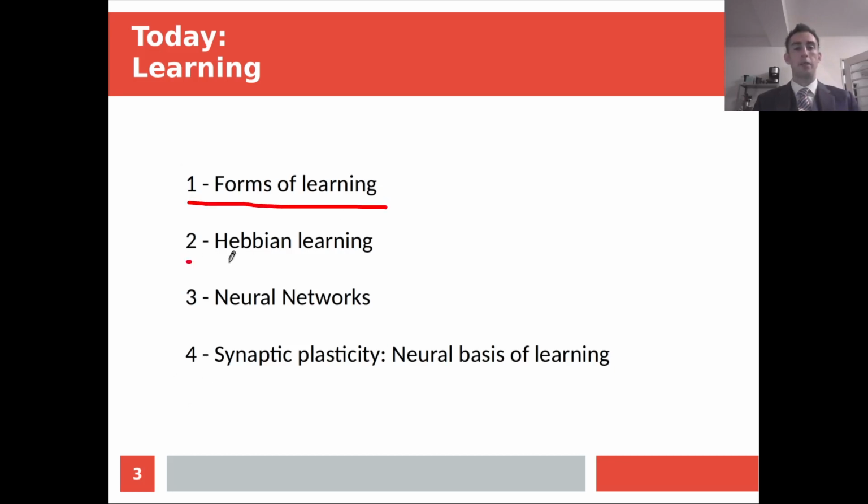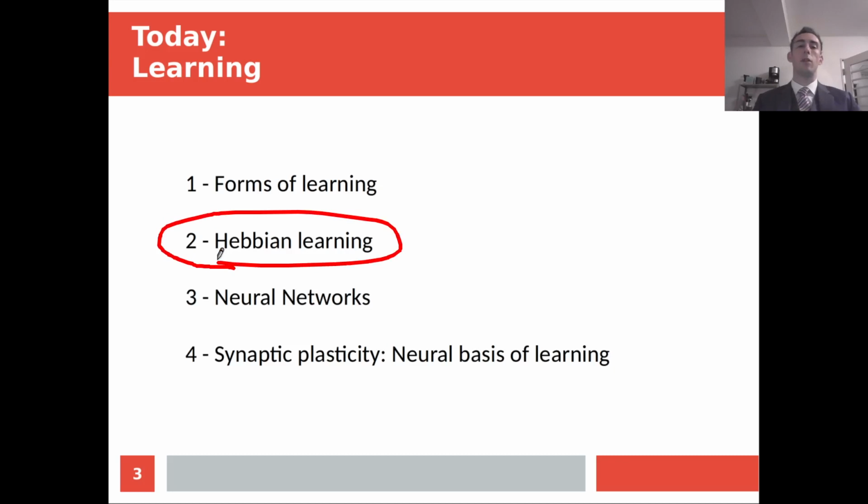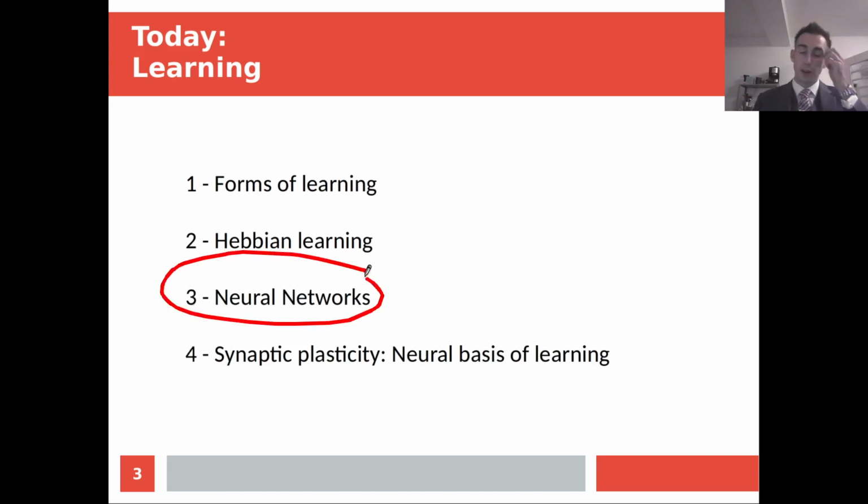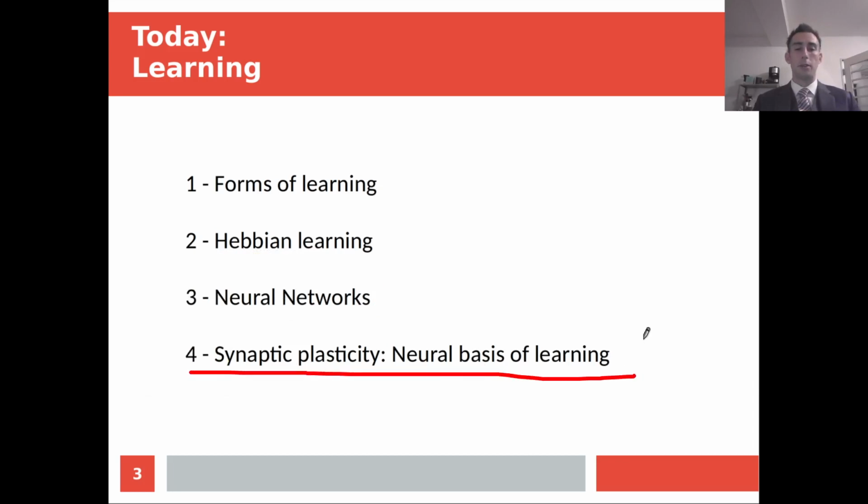Today, there's basically four topics I'm going to cover. One is forms of learning, so I'm going to go over the different categories of learning. Then I'll talk about a specific theory of how learning happens in the brain called Hebbian learning. To understand Hebbian learning, you really need to understand basic artificial neural network theory, so I'll give a quick introduction to neural networks. And then I'll talk about how neural networks might be implemented in the brain. So I'll talk about synaptic plasticity, two types, LTP and LTD, long-term potentiation and long-term depression.